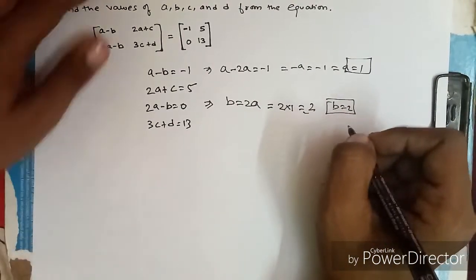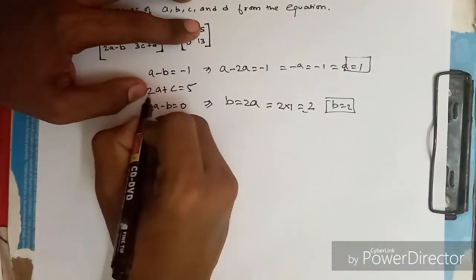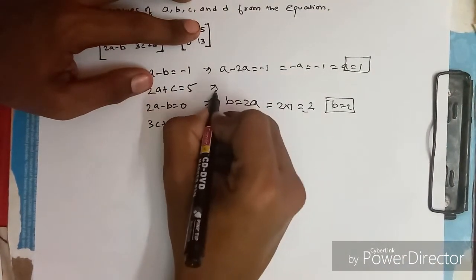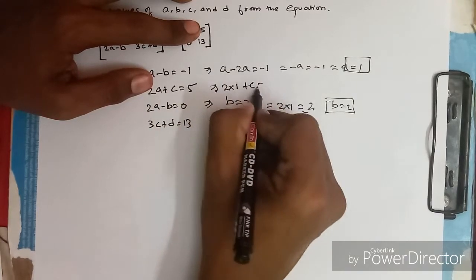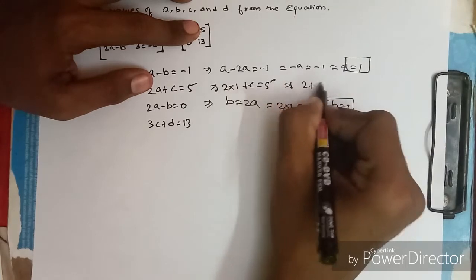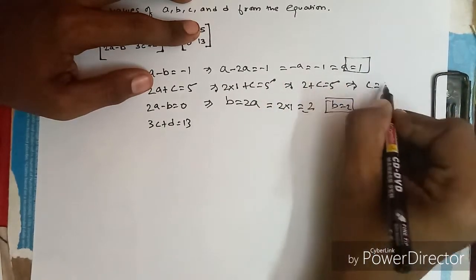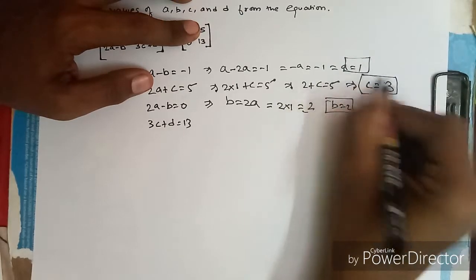Okay, now we have to find the value of c. So how do we do this? The value of a is 1, so we put the value of a as 1, so it gives 2 into 1 plus c equals 5. So it gives 2 plus c equals 5, then c equals 5 minus 2, that is 3. The value of c is 3.